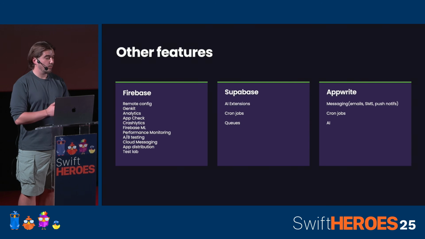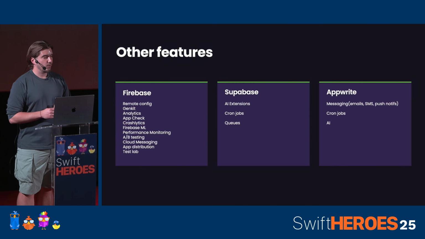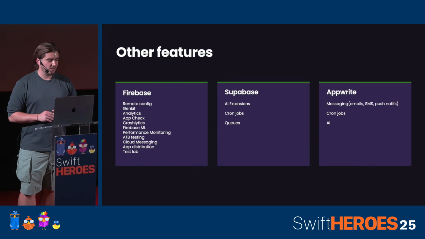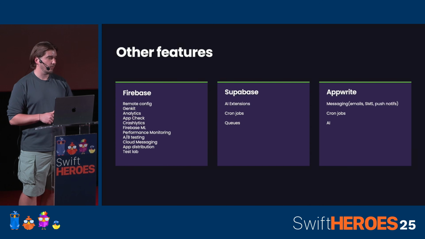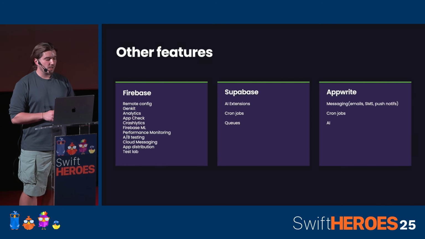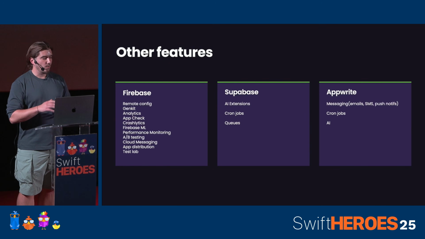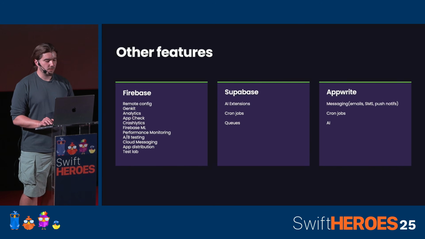And now, most important, take a look at other features of the three platforms. As expected, there's one platform which clearly stands out, which is Firebase, which offers pretty much everything when it comes to building an iOS app. And for Supabase and Appwrite, we have some other options, but the list is much smaller than in Firebase.